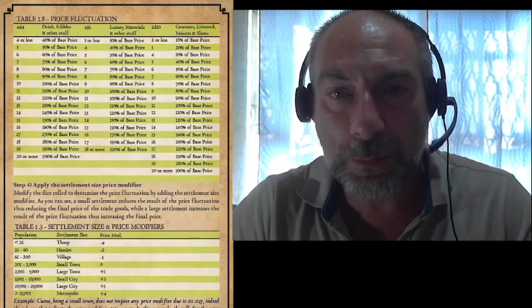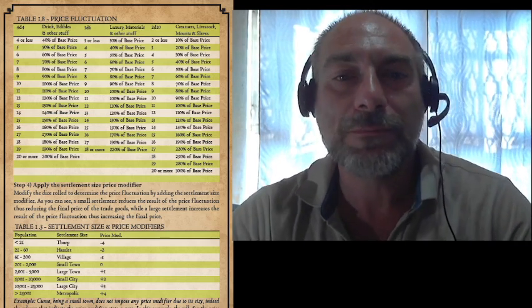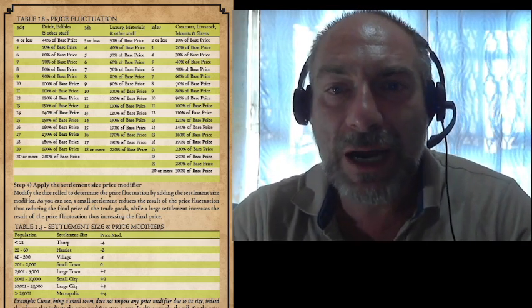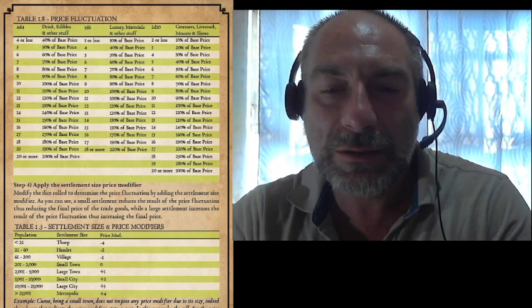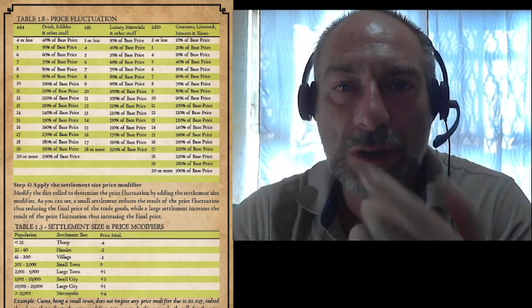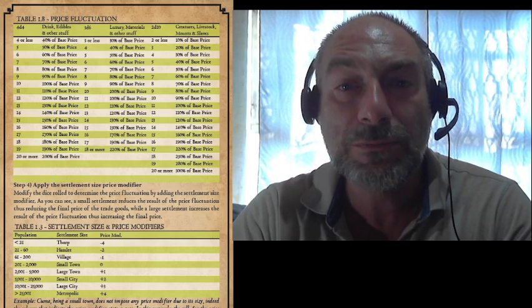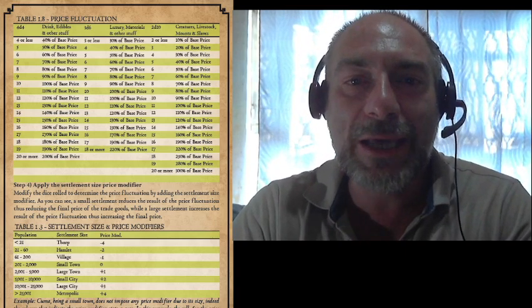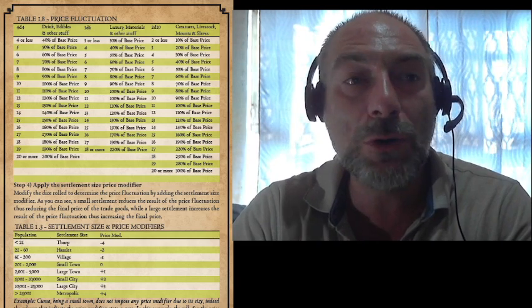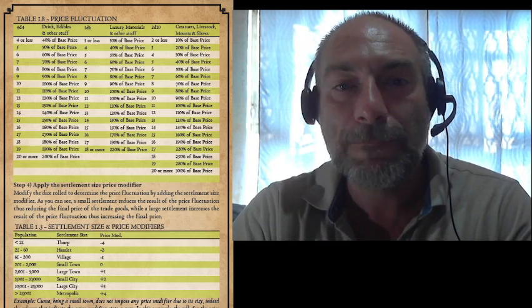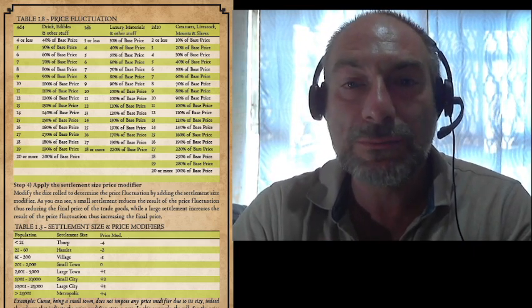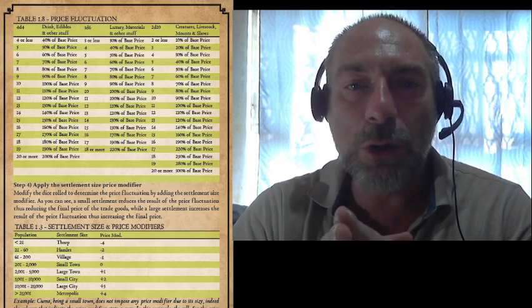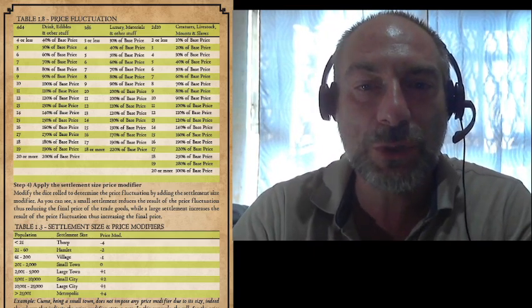And here we come to price fluctuation. I divided price fluctuation into three categories, which are the same categories of trade goods. So I decided that price fluctuation is not the same for every category. Drinks, edibles, and other stuff, which are common goods, have a flattened price fluctuation. That's why you roll 4d4 to determine the price fluctuation.